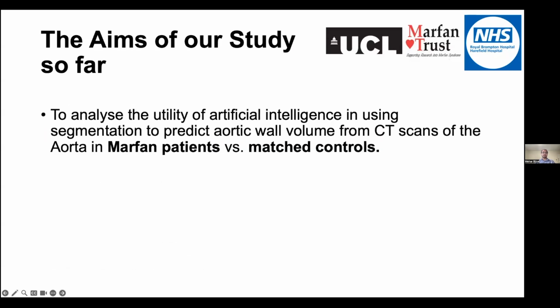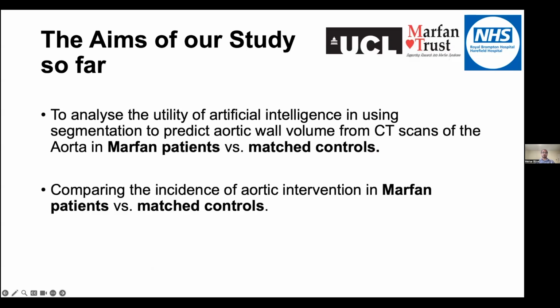So I'll get into segmentation a bit more in just a moment, but just to highlight the aims of our study so far. So our aims were to analyze the utility of AI in using segmentation to predict aortic wall volume from CT scans of the aorta and compare this between a cohort of Marfan patients to matched controls, and to see whether there was a difference there. And we also, so far, have also compared whether this aortic wall volume can predict whether a patient was treated.